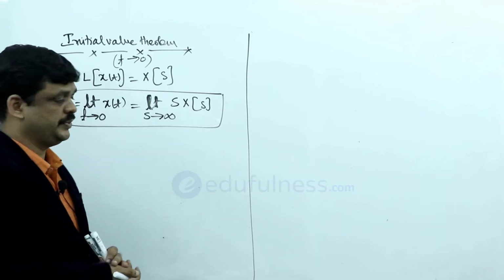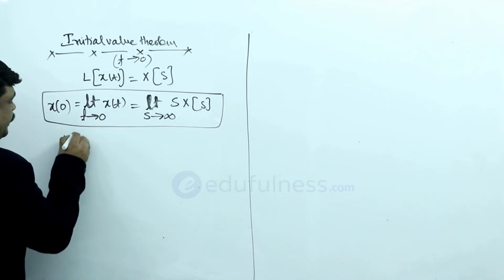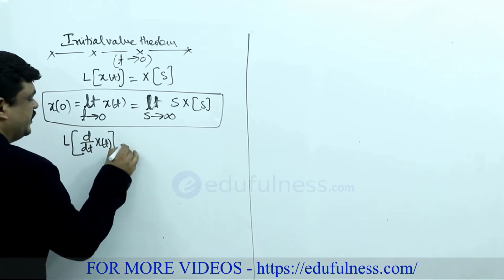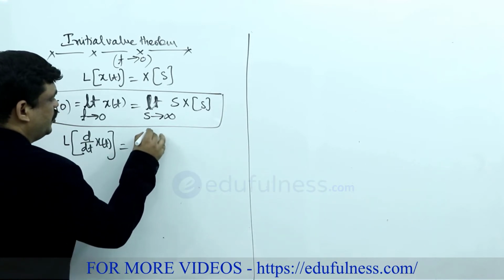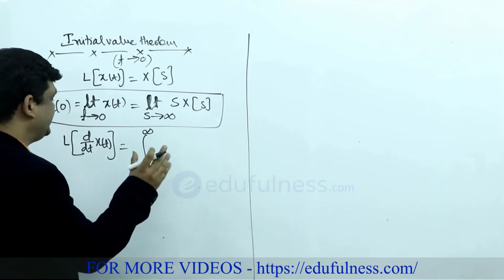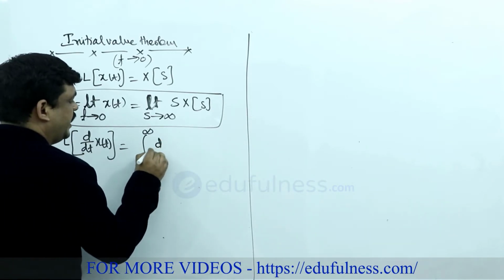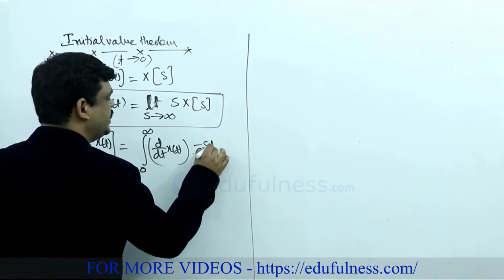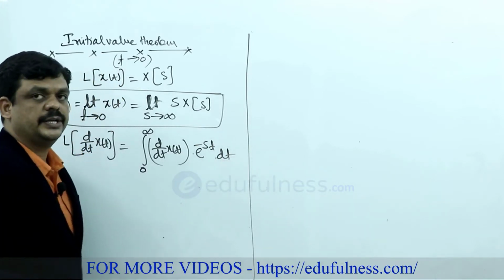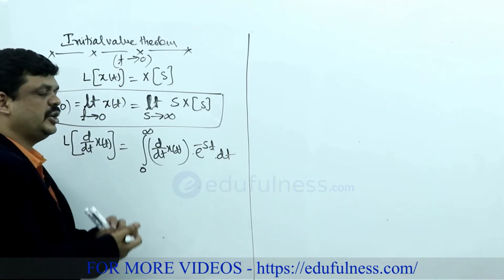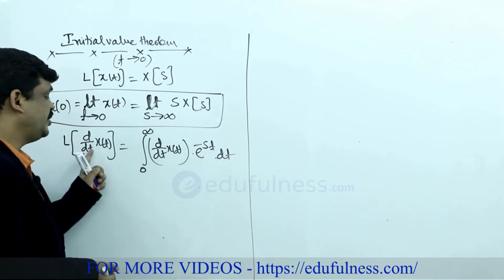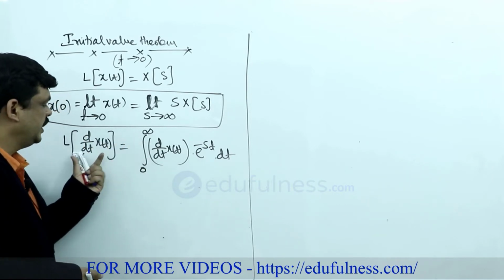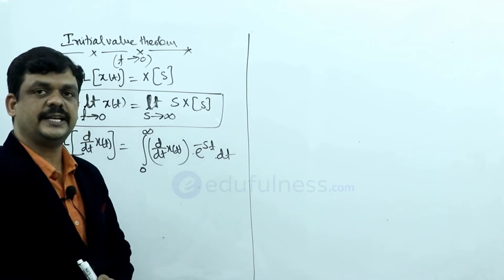the differentiation property is used. So first of all, I am taking the differentiation property. Laplace transform of d by dt of x of t, where the integration is from 0 to infinity. I want to write the Laplace transform basic equation here. The given function is d by dt of x of t, as it is, into e to the power of minus st dt, right? So here I have applied the Laplace transform to the differentiation of the time domain function. So the Laplace transform of d by dt of x of t becomes the integration from 0 to infinity of this function as it is into e to the power of minus st dt.